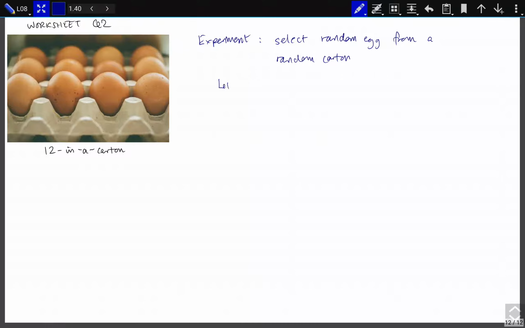So let x be the number of broken eggs in the carton, and b is equal to the egg selected being broken.